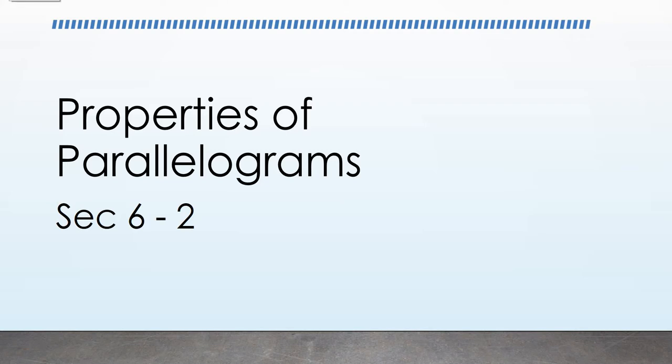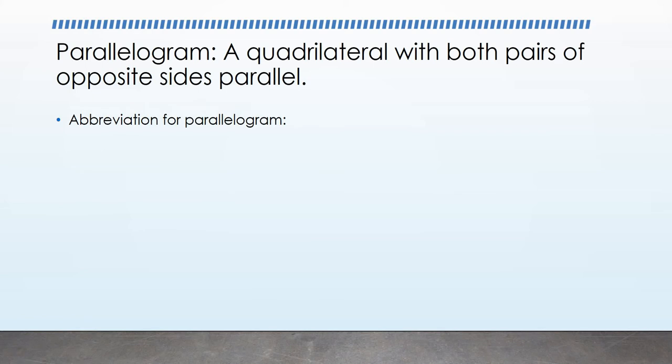So in section 6.2, we're going to talk about properties of parallelograms. So we're working with polygons, and a parallelogram is a specific kind of polygon. So the first thing is the definition. A parallelogram is a quadrilateral, that means 4 sides, with both pairs of opposite sides being parallel. So you are very familiar with parallelograms. They look like this. The opposite sides are parallel.